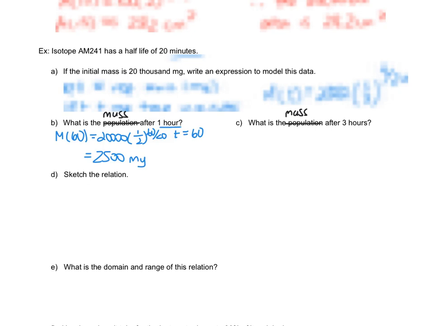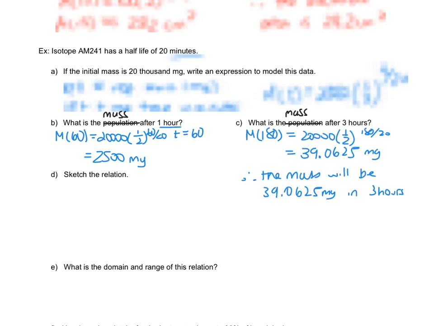So I want you to pause the video and try C on your own and then come back to check your work. All right, so 3 hours is the same as 180 minutes. So we have to replace T with 180, and when you do that, you get 39.0625 milligrams. And then make sure you have your therefore statement.